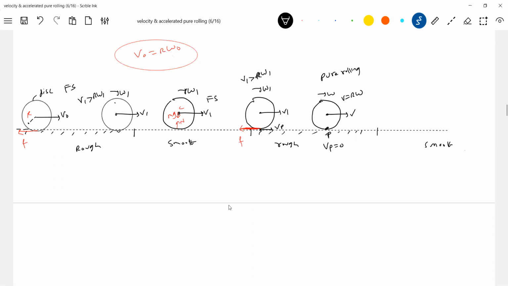No. With pure rolling, it will again enter the smooth surface. What will happen to this pure rolling? It will continue because net torque, net force are zero. How long? As long as the smooth surface is there. Again, it will enter the rough surface. Nothing will happen. Again, it enters the rough surface. So the pure rolling will continue.